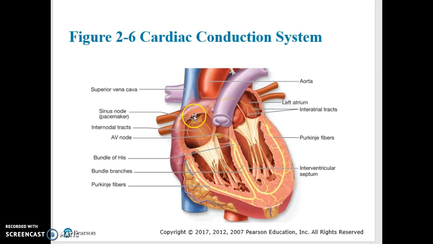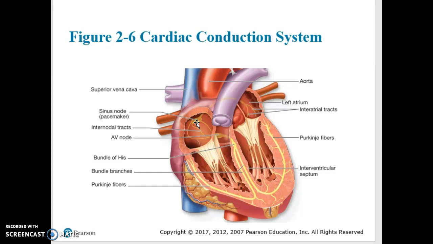So with that being said, let's take a peek at this area of the heart right here. This area that I am circling in the right atrium below the superior vena cava, this is your sinus node. The sinus node is the pacemaker of the heart. This area right here is where all of the impulses begin in a normal heartbeat. So the impulses originate in the SA node, or the sinus node, which is known as the pacemaker.